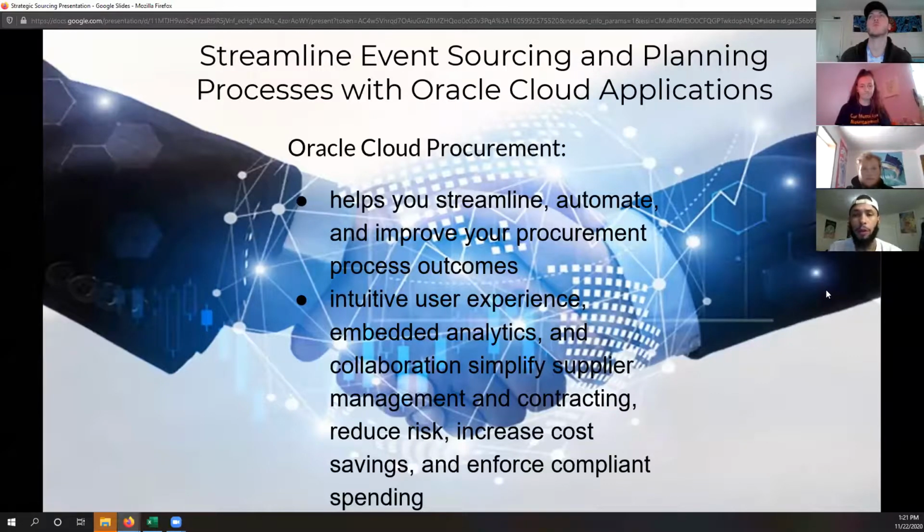All right, so far we've told you what we needed to do. Now the real question is how we can do that. And we believe that through the Oracle Cloud procurement application, we can better streamline our event sourcing and our event planning processes.